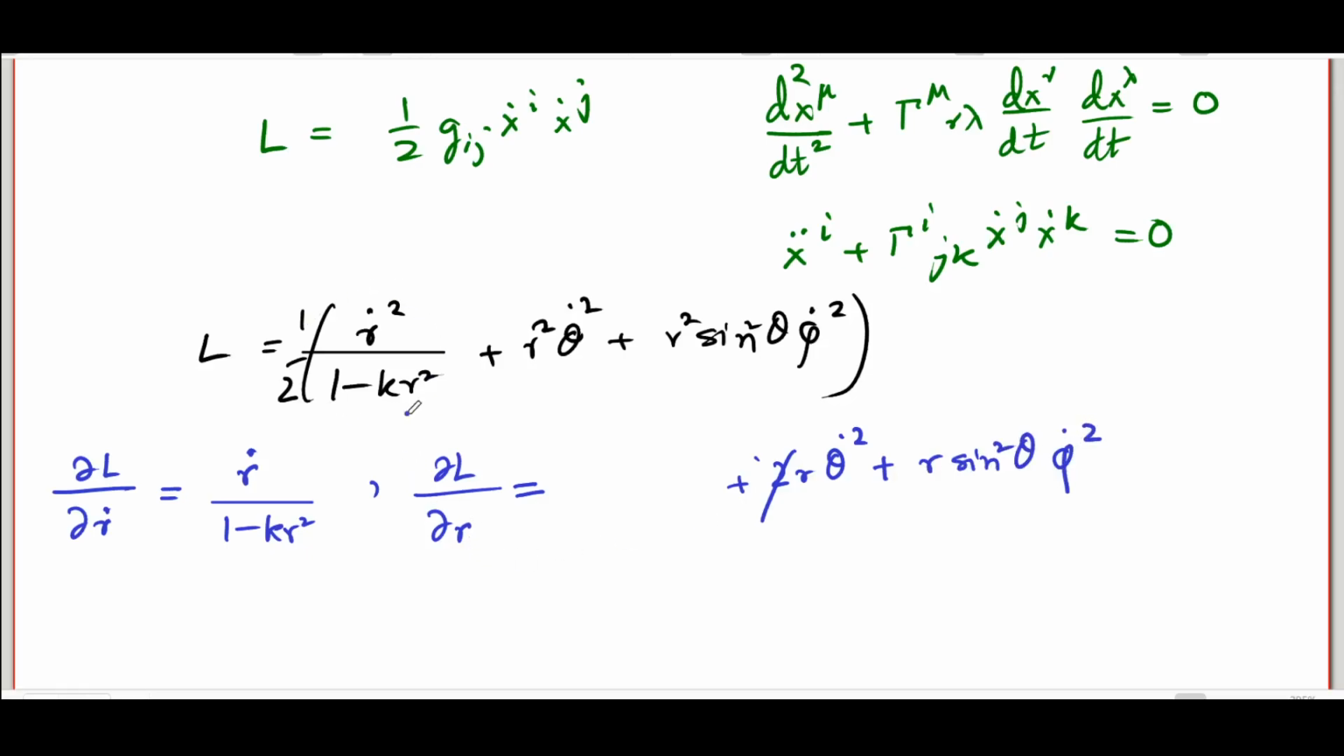The slightly trickier thing is to calculate this, which will have an r dot square, and you will also have a 1 minus kr square whole square with a minus sign, and minus 2kr square coming from here. Once you take care of that half in front and the two minuses cancel, this is what you're going to get.